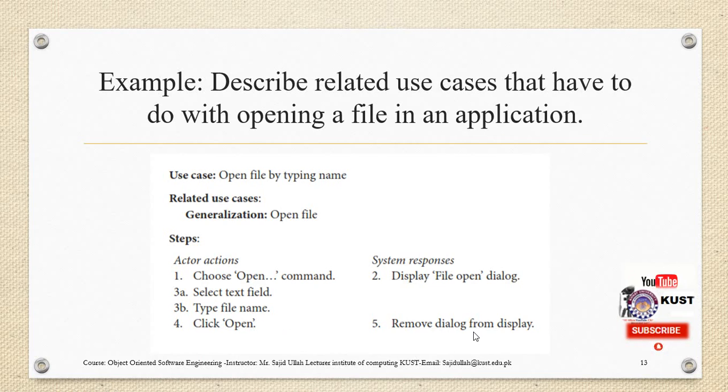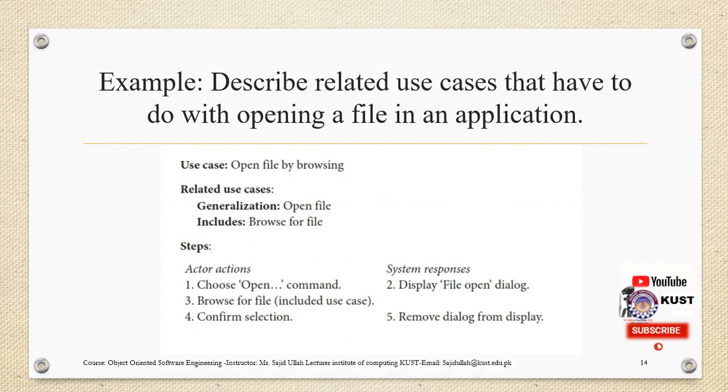Then there is a sub use case, open file by typing name. It's a sub use case of the generalized use case open file. The actor will choose the open command. The system will display the file open dialog box. The actor will select the text field, type the file name, and click on open. The system will remove the dialog box from the display.